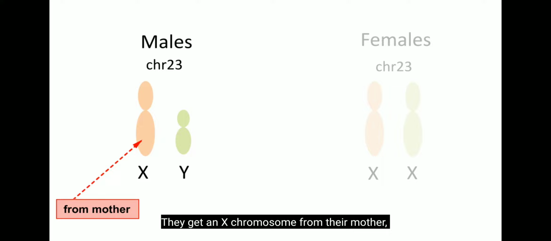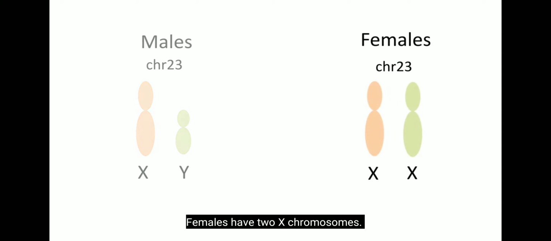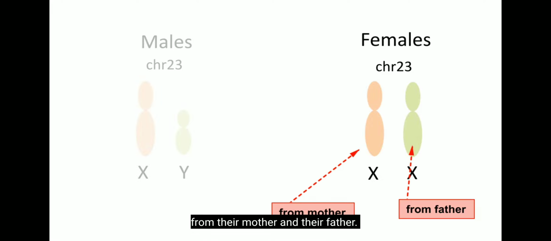Males have one X and one Y. They get an X chromosome from their mother and a Y chromosome from their father. Females have 2 X chromosomes. They get X chromosomes from their mother and their father.